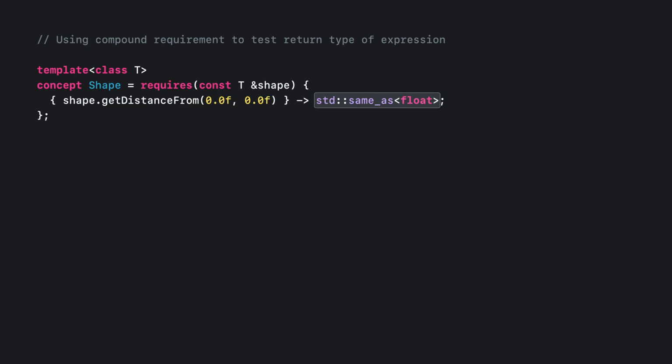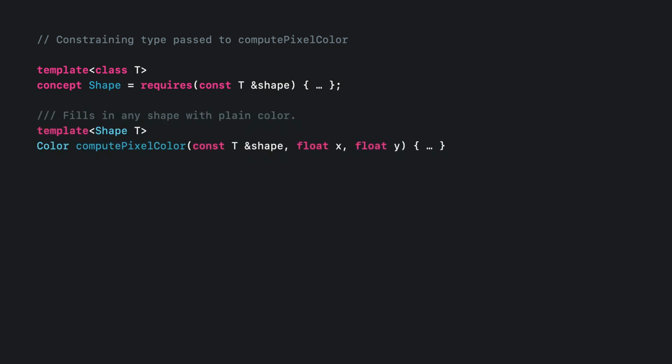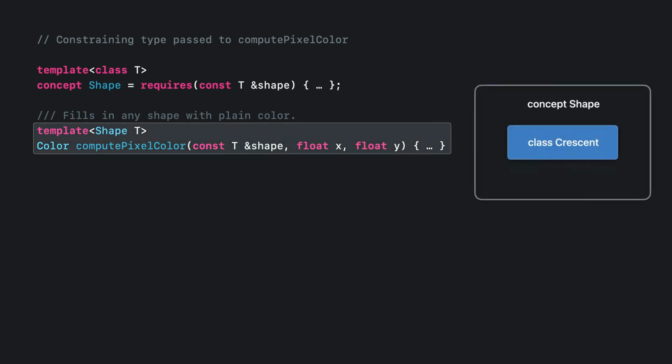Now this concept looks ready to me. I can go ahead and use it to constrain the types that can be passed to my computePixelColor function. Now my generic computePixelColor function will only work with types that satisfy the shape concept. This means that classes like circle and crescent will be rendered using this particular generic computePixelColor function, as both of these types satisfy the shape concept.